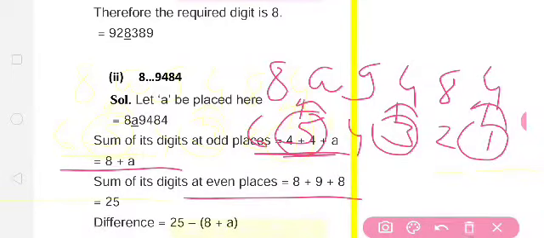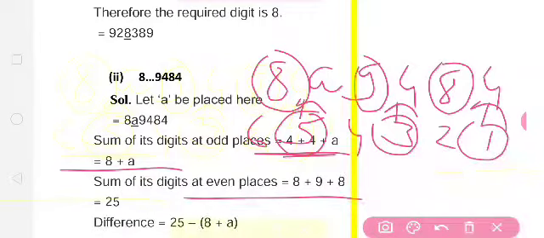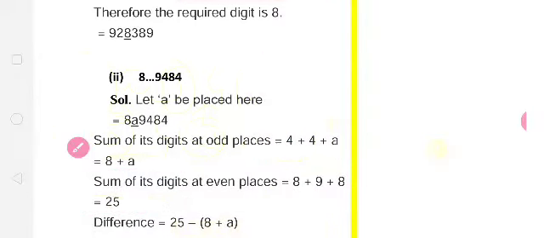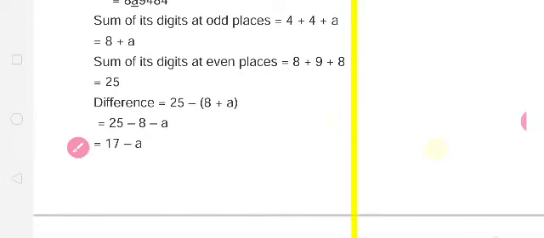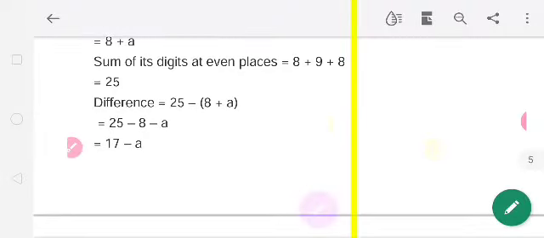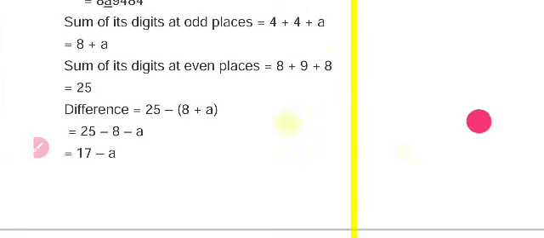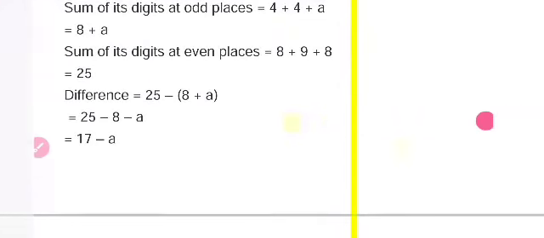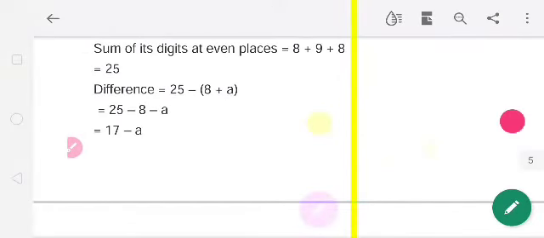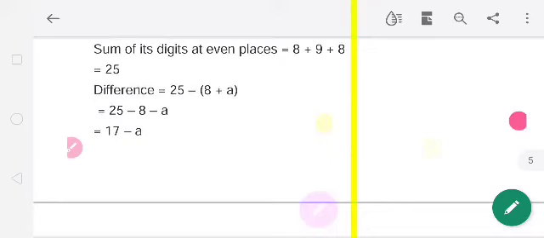Sum of digits at even places. At even places, the given digits are 8, 9 and 8, so 8 plus 9 plus 8, which is equal to 25. Now we'll find the difference. Difference means 25 minus the sum of digits at odd places, 8 plus A. Now we'll open the bracket. So 25 minus 8, and multiplying the signs, minus times plus gives minus A. So 25 minus 8 is 17, 17 minus A.